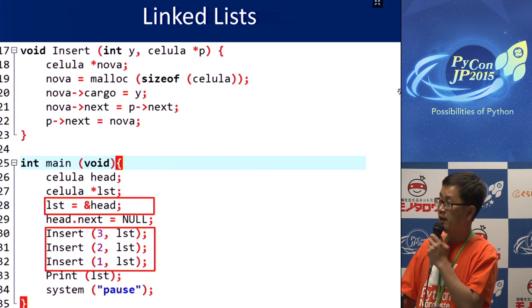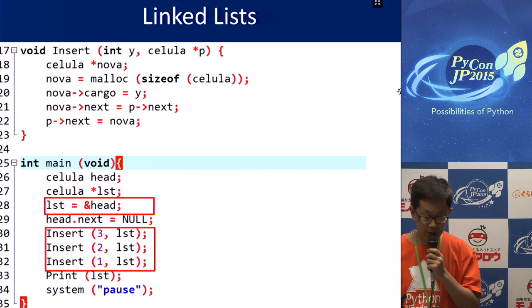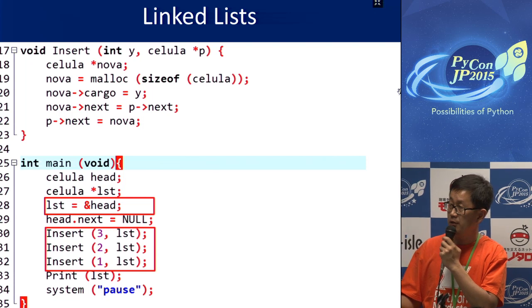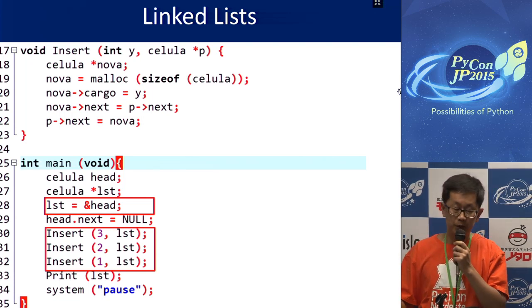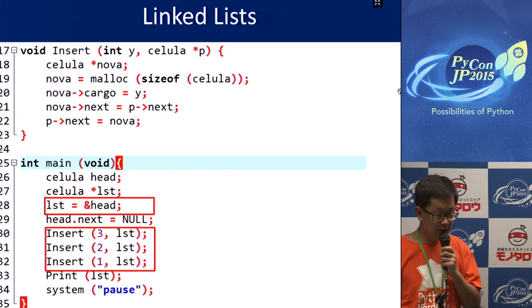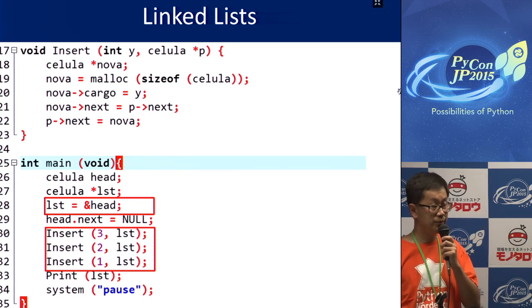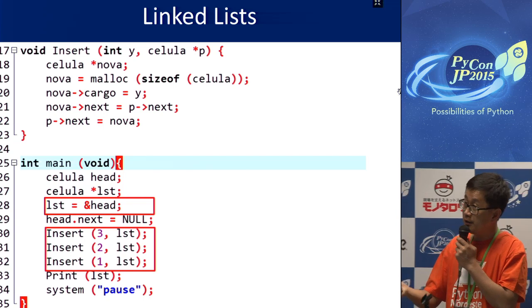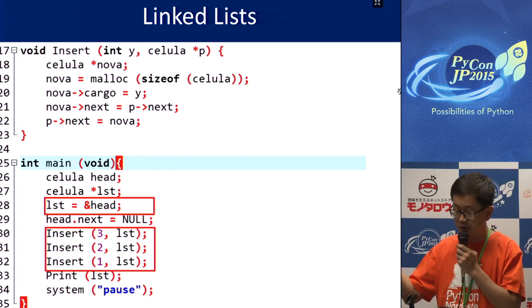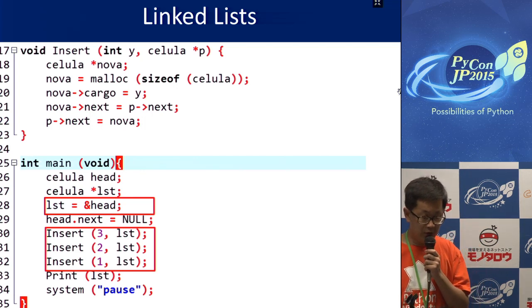For optimization, we also insert in reverse order, 3 to 1, because the insertion is at the beginning of the linked list. And this kind of detail is sometimes confusing for the students.